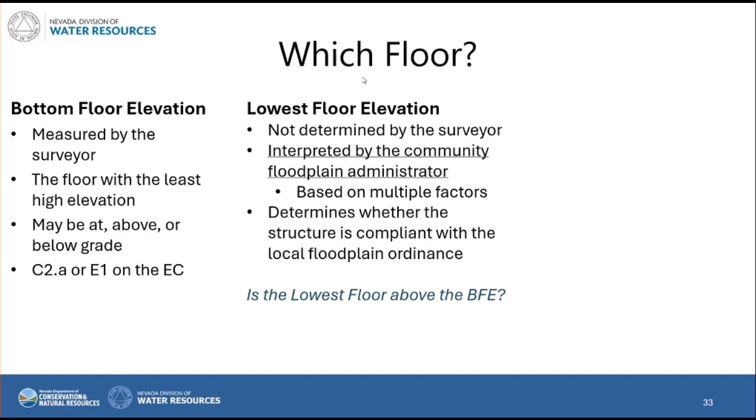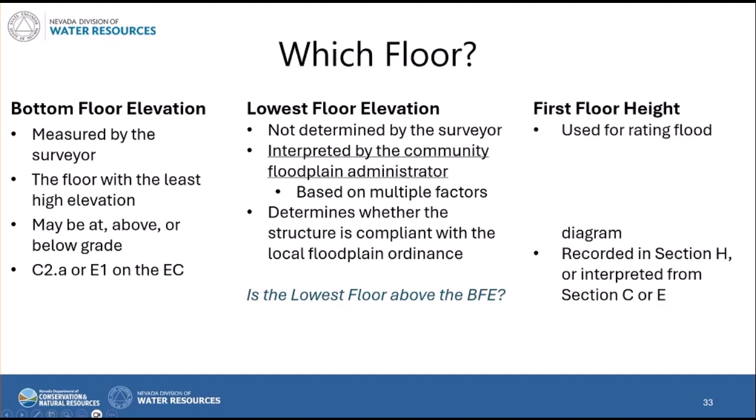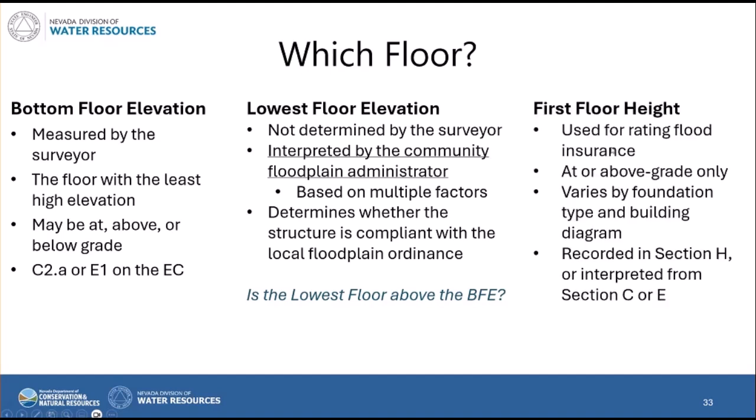So remember that what you're looking for is the lowest floor above the BFE. Don't just stop at C2A. Take a look at what's going on with the whole building. So keep this in mind as we go through the rest of the form, and then we'll do some exercises together at the end. But just remember that you're not necessarily just comparing C2A to your base flood elevation in B9. You're going to look at all the floors in the building diagram and what's happening in, let's say, the crawl space if there is one, or where the machinery and equipment is located to determine whether that structure complies with your local floodplain management ordinance.